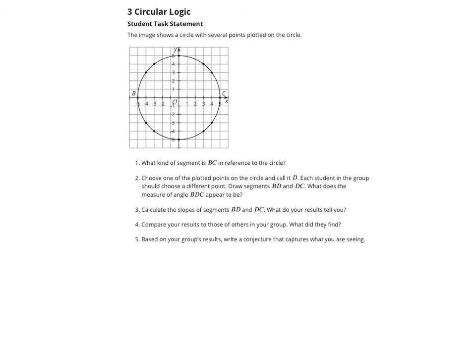Circular logic. So here we're going to observe that the angle formed by connecting endpoints of a diameter to a third point on the circle appears to be a right angle. And we're going to confirm it using a few different ideas. So let's first look at this. What kind of segment is BC in reference to the circle? So BC looks to be the diameter.